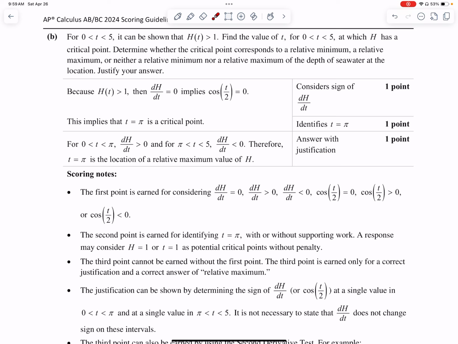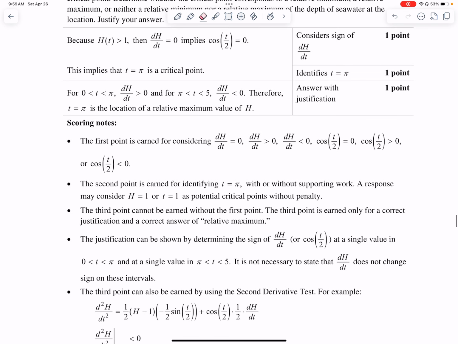And let's see what their actual justification was. It says the first derivative in between 0 and pi was positive, and between pi and 4, the first derivative is negative, going from positive to negative, increasing to decreasing. You have a relative maximum. So this is the first derivative test. Let's see what they said about it. First point is earned for considering, I was actually right, considering that dh/dt is equal to 0, so they actually give you the point if that's what you did.